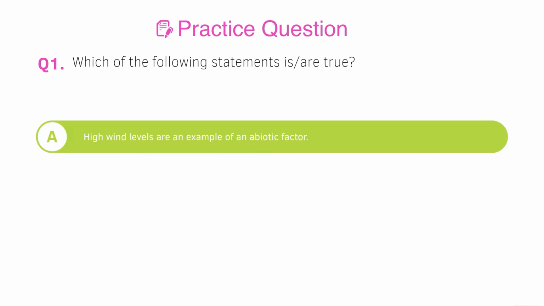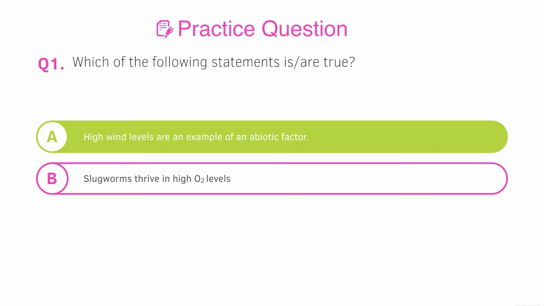Right, so high wind levels are an example of an abiotic factor. We know this is true because we've just discussed abiotic factors in this tutorial, and we know that they are non-living factors. The wind does not live, so there we go. High wind levels are an example of an abiotic factor, a non-living factor. Sludgeworms thrive in high oxygen levels. We saw in a previous slide that they actually thrive in low oxygen levels, so they might have a survival advantage in polluted areas of water.